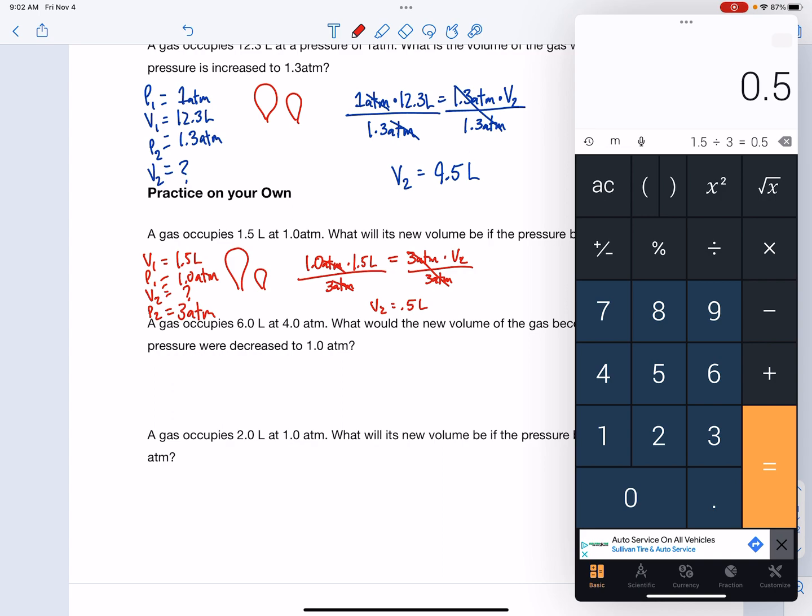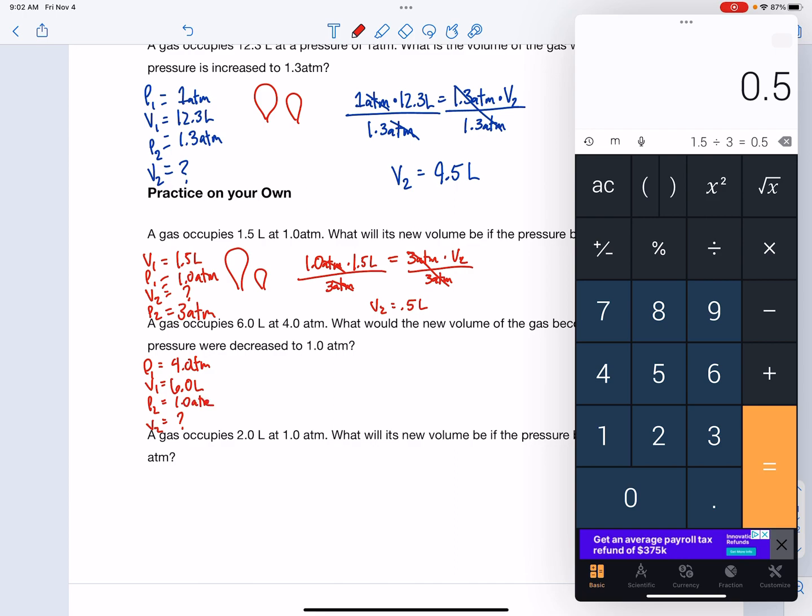All right, our next one. P1, V1, P2, V2. We'll see what we're solving for here. A gas occupies 6 liters. That's the initial volume at 4 atmospheres. And what would be the new volume? We're solving for volume again if the pressure were decreased to 1 atmosphere.